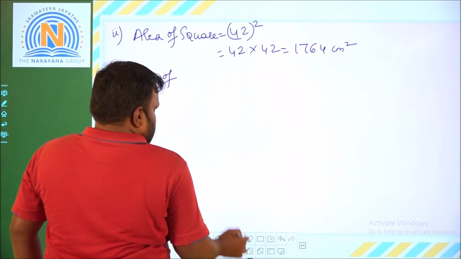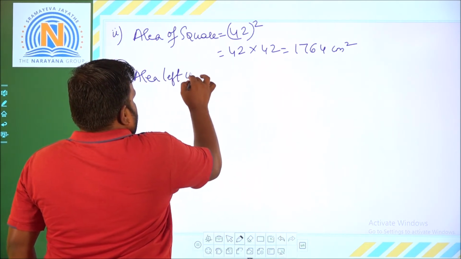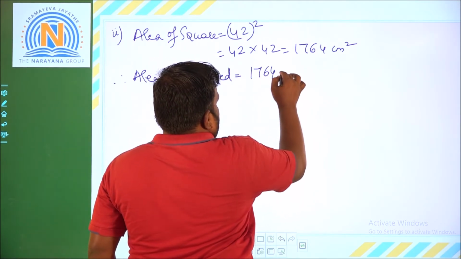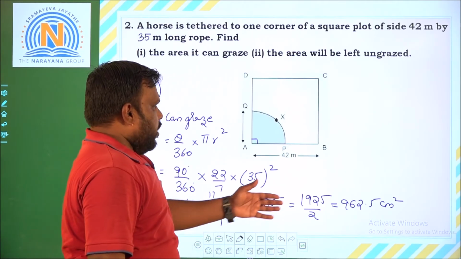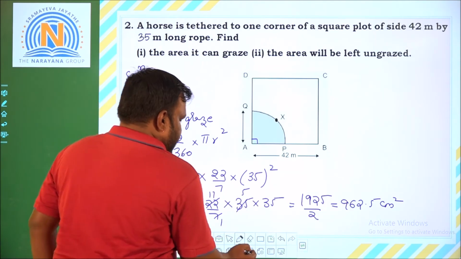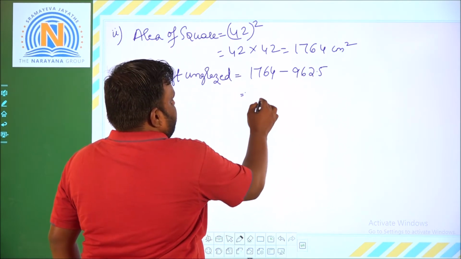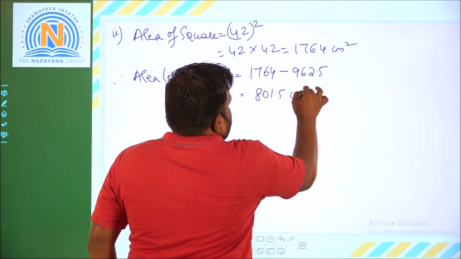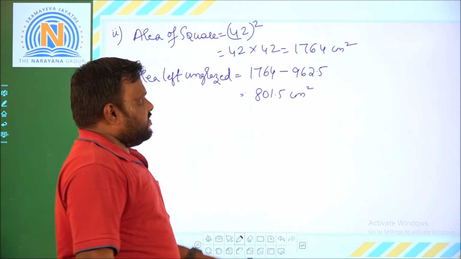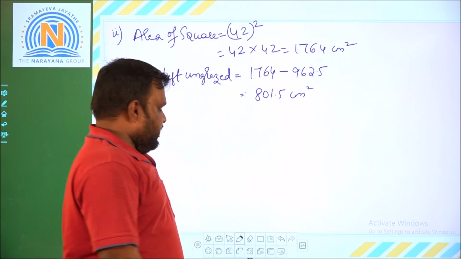So the area left ungrazed is equal to the area of the square, that is 1764, minus the area we got here, that is the area of the sector, 962.5. So this will be approximately 801.5 square centimeters. Okay, so 801.5 square centimeters is the area that is left ungrazed. This is one of the important questions. Now coming to the next one.